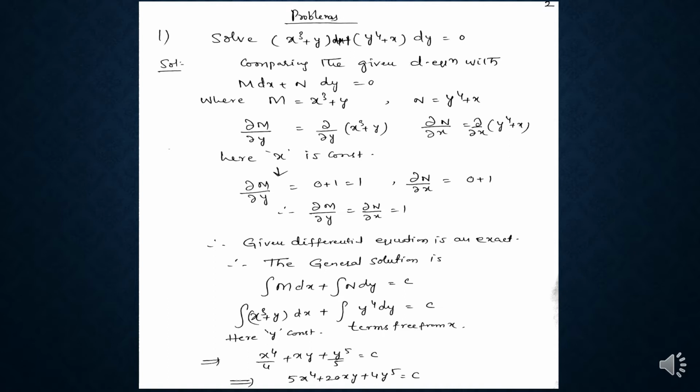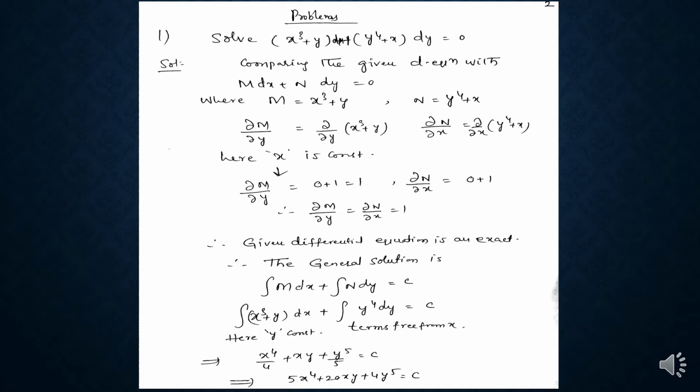We should remember that while taking N, the terms should be free from x. So we should not take x terms from N. Here N is equal to y to the power of 4 plus x. Why? Because we eliminate the x term, then y to the power of 4 will remain. So we will take N equal to y to the power of 4 only. So integral y to the power of 4 dy is equal to c.